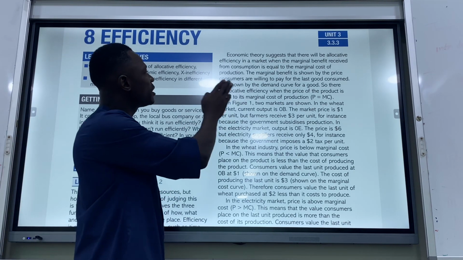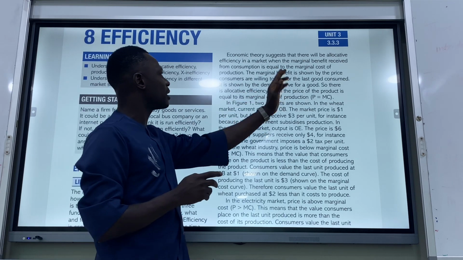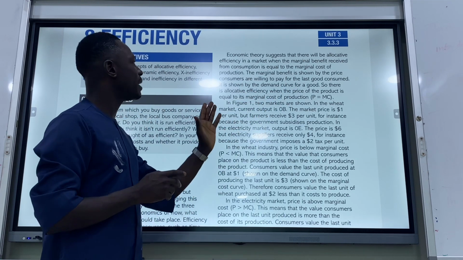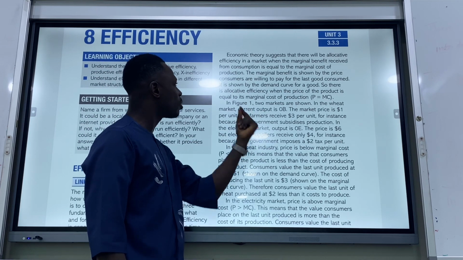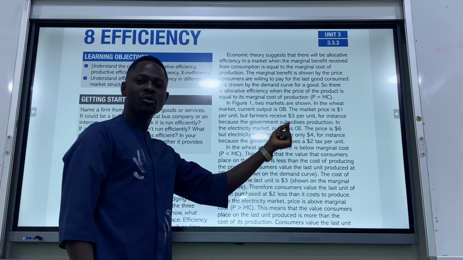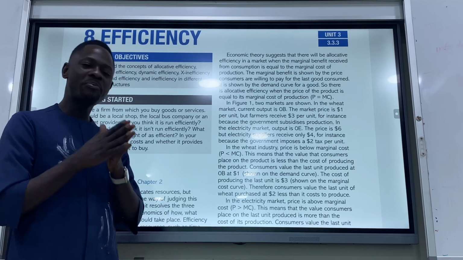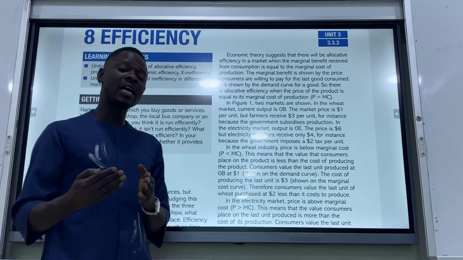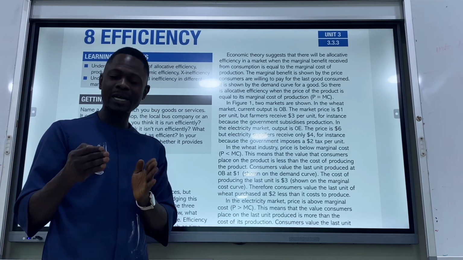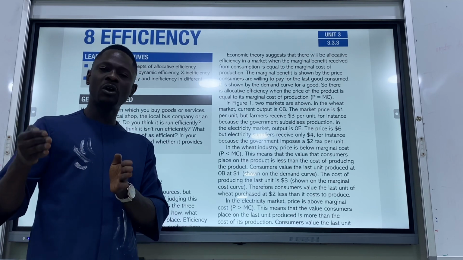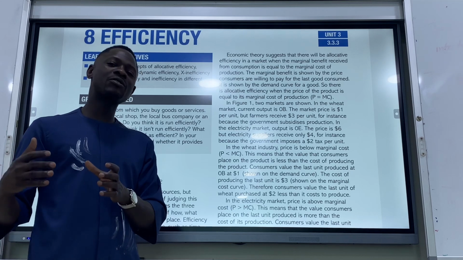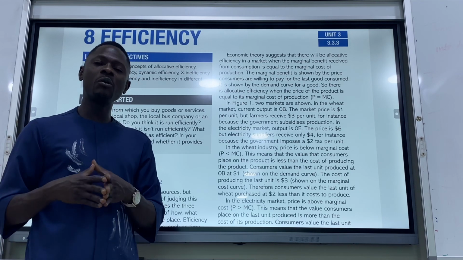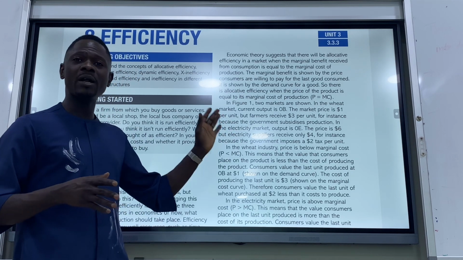The marginal benefit is shown by the price consumers are willing to pay for the last good consumed. It is shown by the demand curve for a good. So there's allocative efficiency when the price of the product is equal to its marginal cost of production. So we have allocative efficiency when P equals MC. At that point, consumers are willing to pay a certain amount for the last product consumed, that means the extra product consumed. That is what we mean by allocative efficiency.